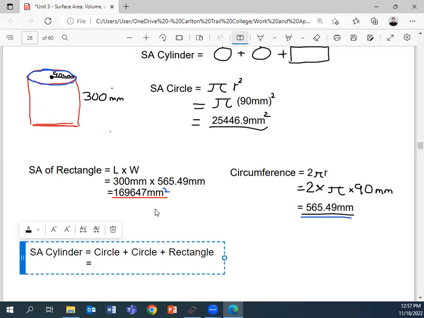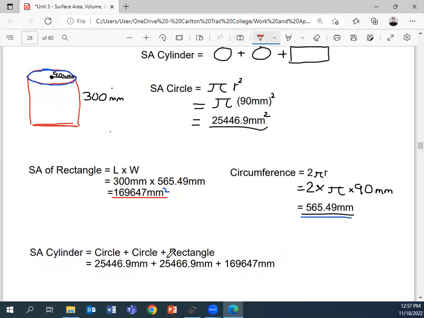You do not need to write this down, by the way. I know this takes a while. I'm just doing this to show you, but it's 25,446.9 millimeters squared plus 169,647 millimeters squared. You're adding all these bad boys up.